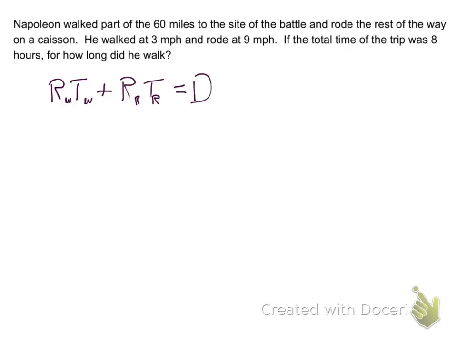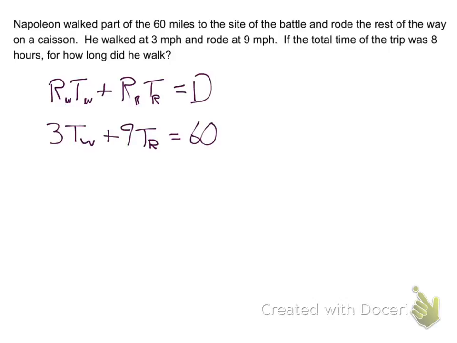Do we know RW? Do you know the rate of walking? 3 miles per hour. Do you know the time for walking? Not really. Do you know the rate of riding? How much? So it's 9. Time riding? Total distance? 60. Now wait a minute. That leaves us with a TW and a TR. That's times. But we know something about the connection between times.